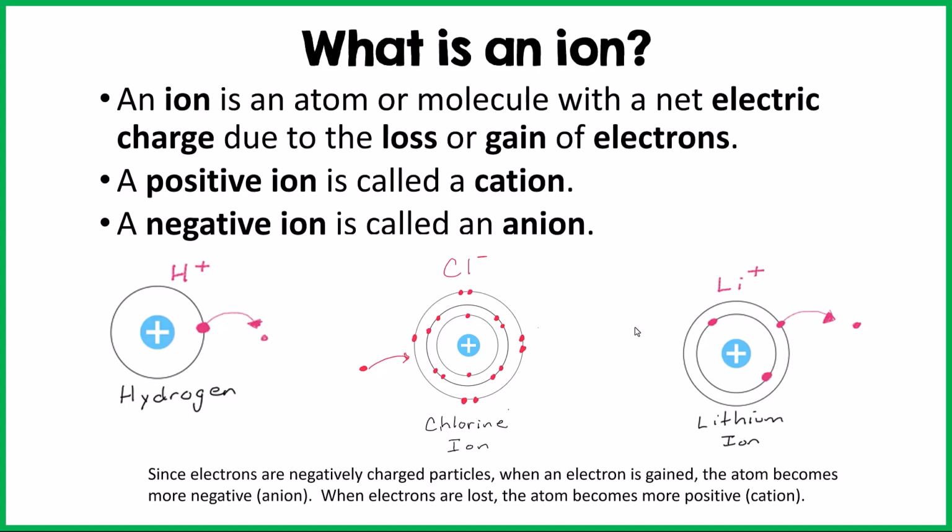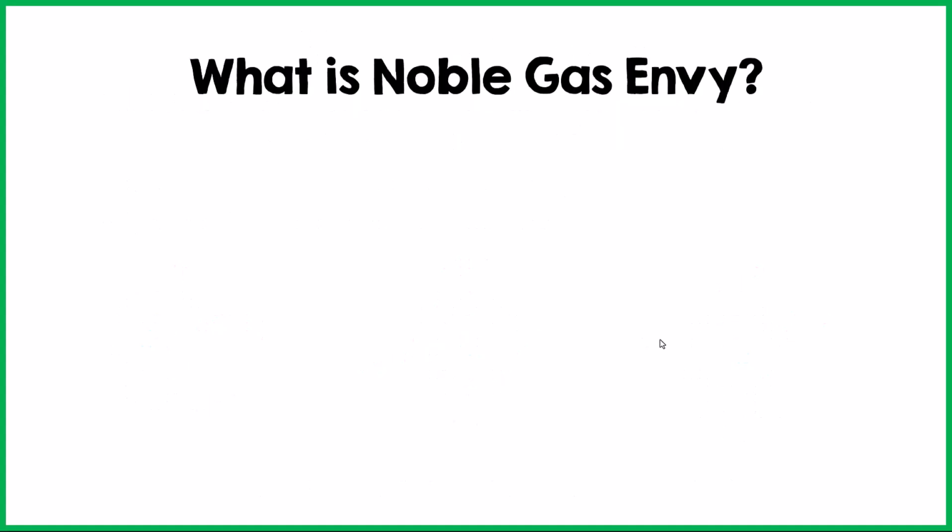Since electrons are negatively charged particles, when an electron is gained, the atom becomes more negative. When electrons are lost, the atom becomes more positive. So what is noble gas envy? This is a made-up term that we use to explain a situation that commonly occurs when we're forming compounds.